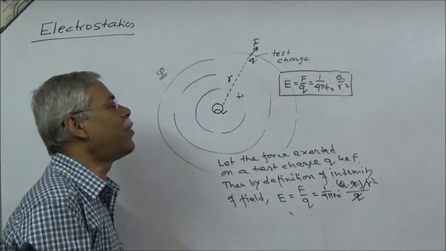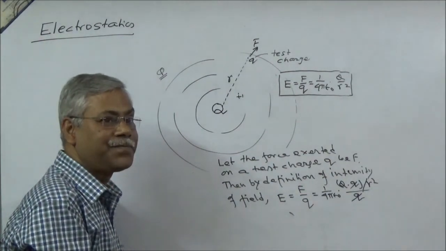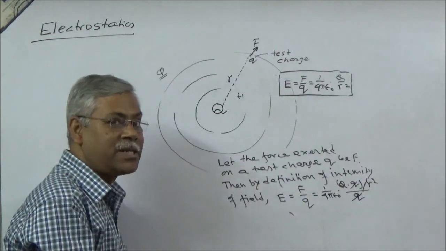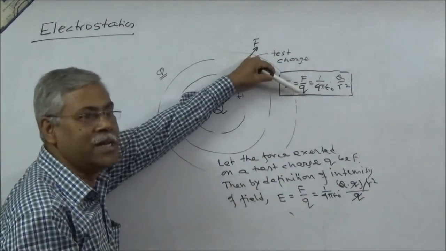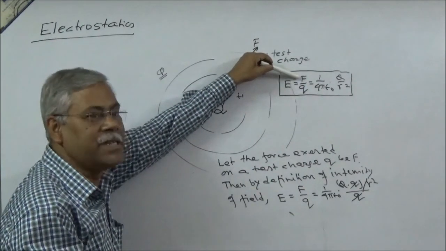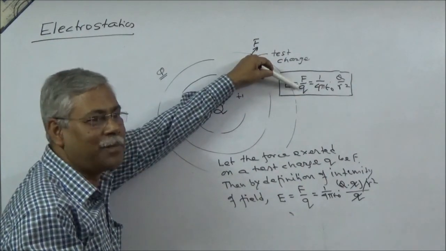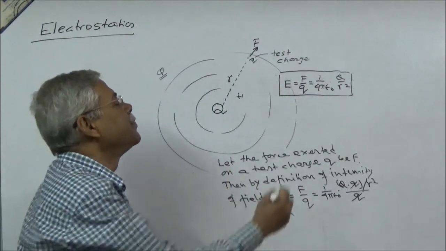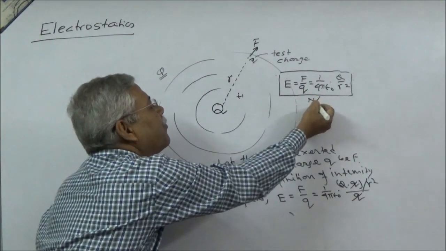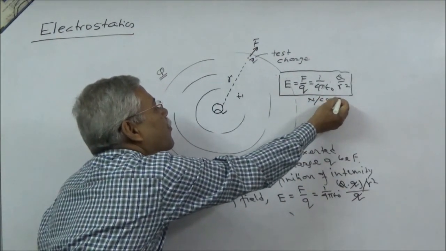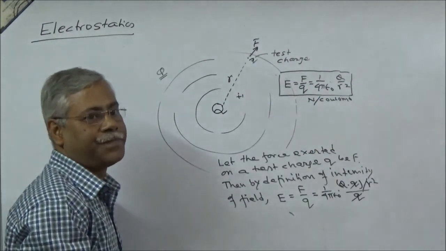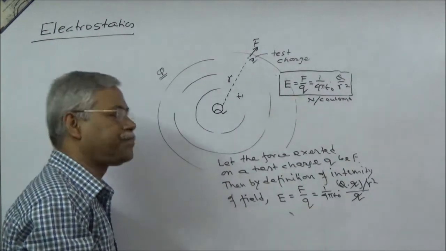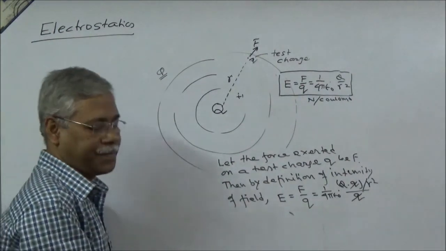What is the unit of intensity? First of all, from this expression you can easily write: unit of F is Newton, unit of Q is Coulomb. So the unit is Newton per Coulomb.